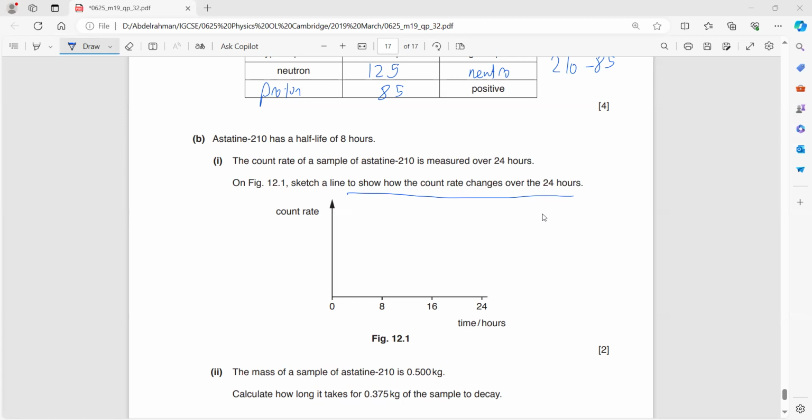If you check any question regarding the half-life, how will the graph be drawn? Literally all of the half-life curves, how are they drawn? They're drawn this way. That's all you have to do. You have to just draw a curve, a decreasing line.